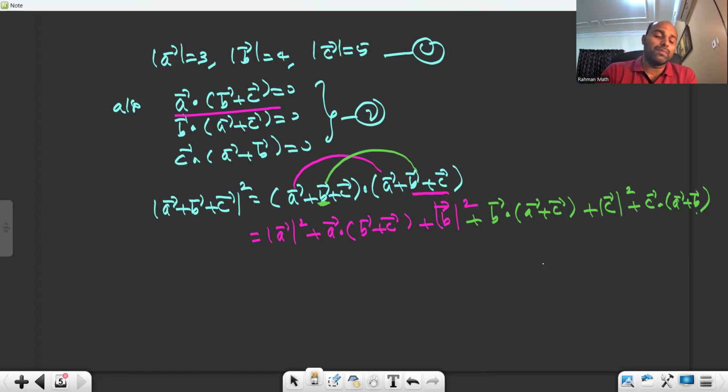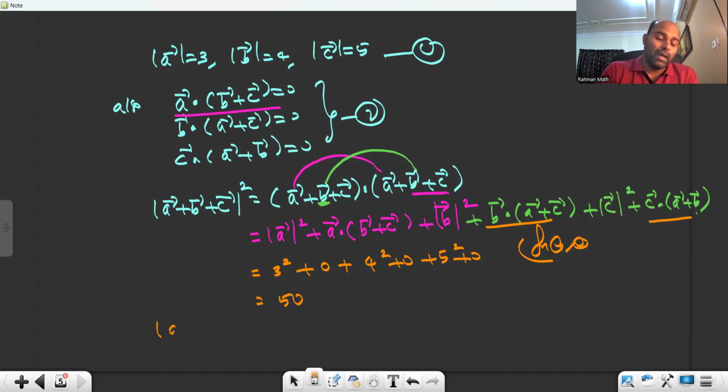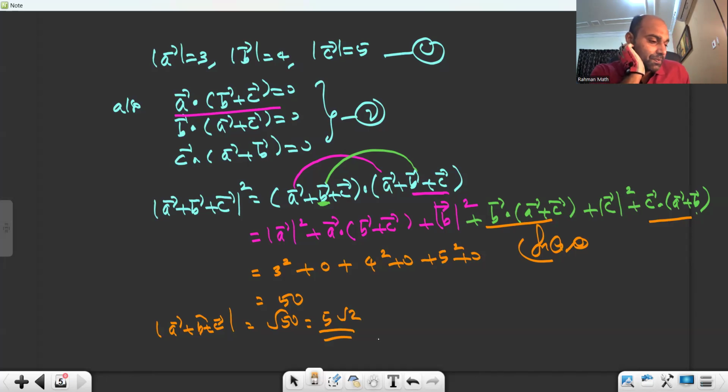What is magnitude A square? 3 square plus 0, 4 square plus 0, 5 square plus 0 from 1 and 2. You know why? This is 0, this is 0, this is 0. 9 plus 16 plus 25, so you'll get 50. So magnitude of A plus B plus C is root 50. You can stop there, or if you want, you can write 5 root 2, since root 50 can be written as root of 25 into 2. It is your choice. So that question is also clear, I think. So we are done with question number 10.